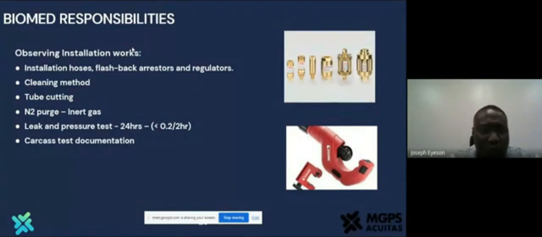When you're a biomedical engineer, you should check for leaks after the work, and check the pressure for 24 hours. When this is done, it shouldn't drop. If there's any drop, it shouldn't be more than 0.2 per 24 hours. So you have to do your calculation and find out if within 2 hours it has dropped more than 0.2, then there is a problem. And then you also have to put together the carcass test documentation, which is very important for certification, to certify that all work is done and is done properly.